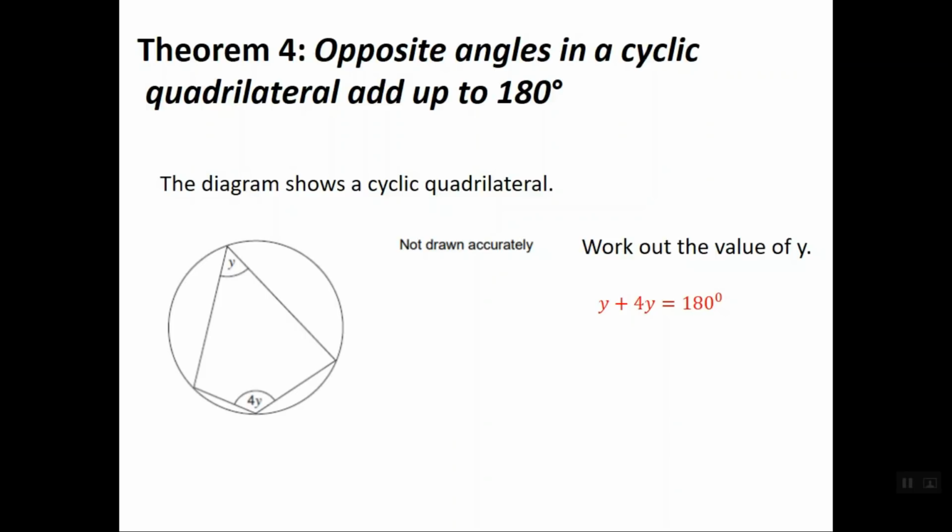So y plus 4y gives me 5y, and that still equals 180 degrees. I'm solving for y. The y is being multiplied by the 5, so I divide both sides of the equation by 5, which gives me my y to be 36 degrees. And again, if you're asked to write your reasoning in the exam, all you need to write is: opposite angles in a cyclic quadrilateral add up to 180 degrees.